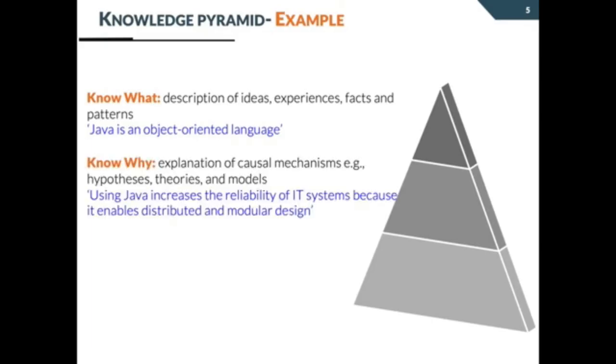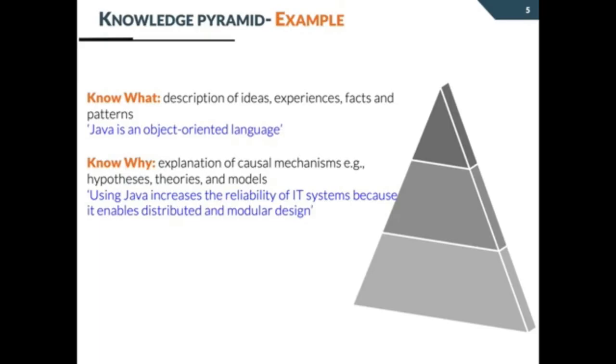The next level is know why, and this is basically related to the explanations, the mechanisms, the reasons, the causes, methods and theories. So if I ask you why you think Java is a good programming language, all the reasons, justifications, and arguments that you put forward are related to know why.